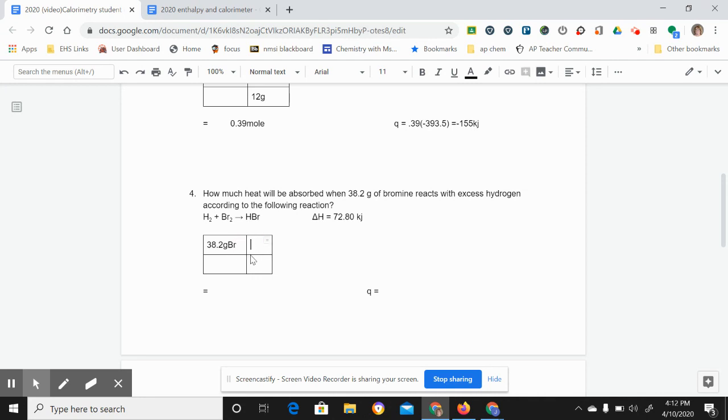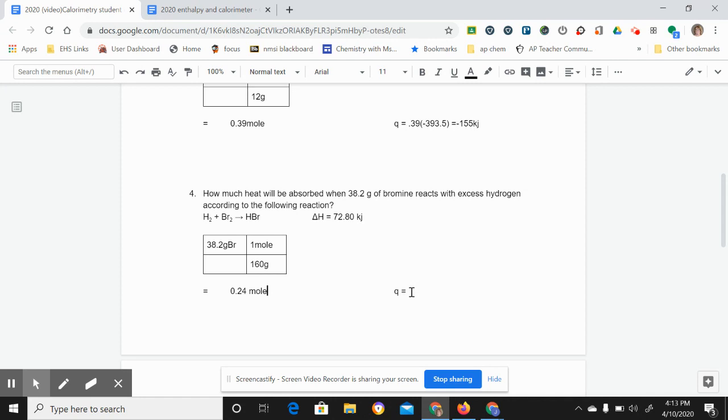1 mole. And the molar mass of bromine is 160 because it's Br2, right? Now, if I do my math on that, 38.2 divided by 160 gives me 0.24 moles.